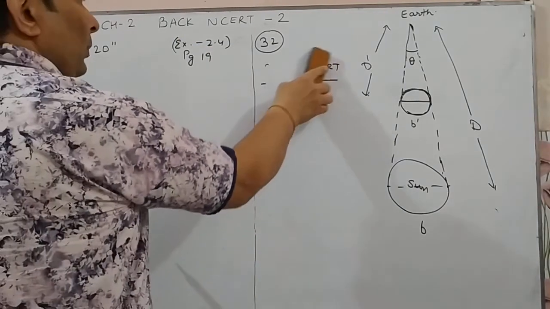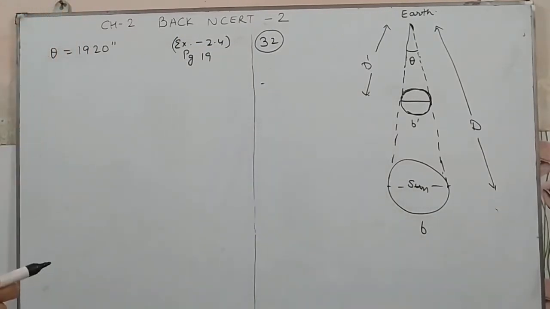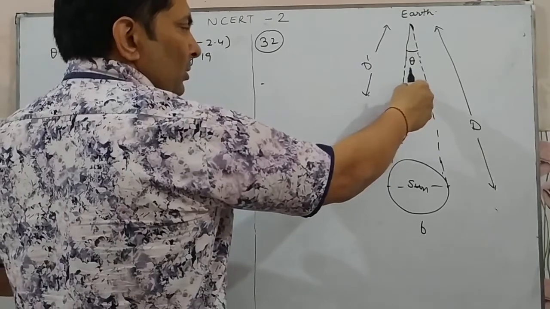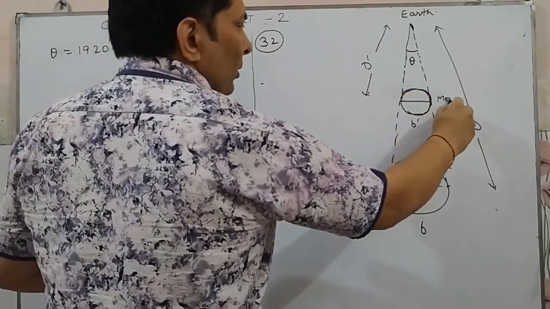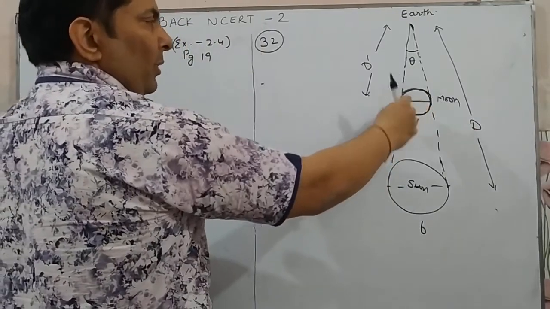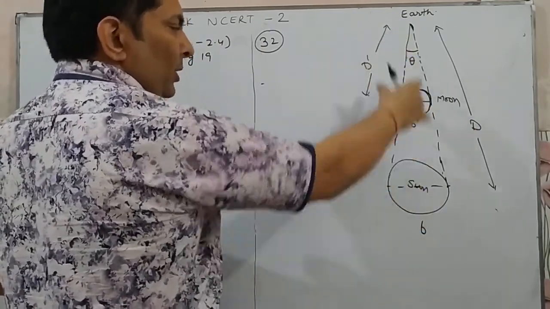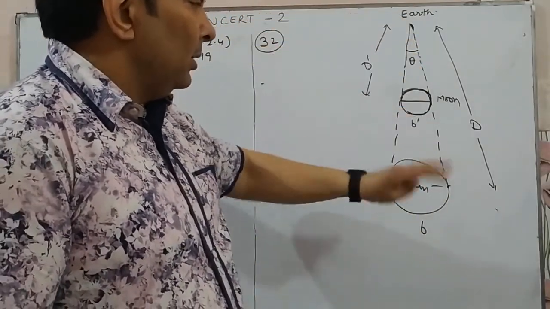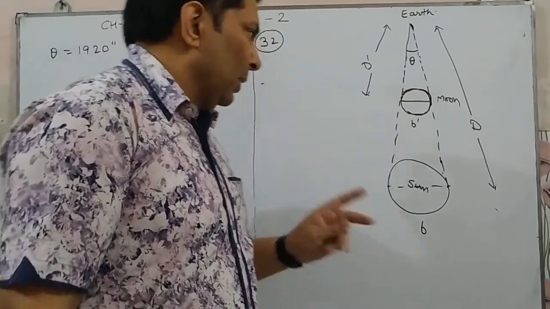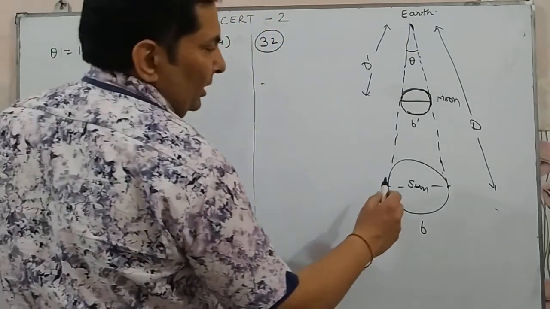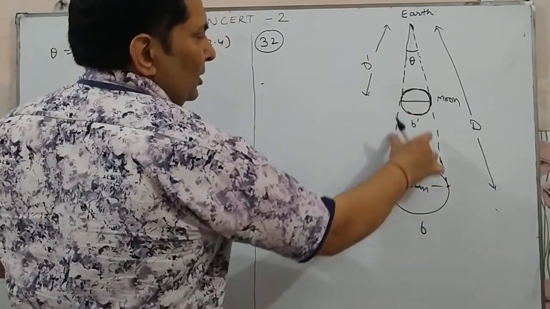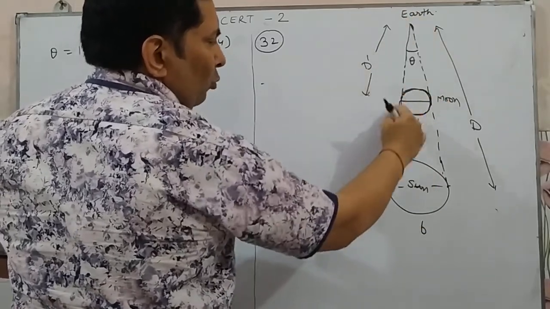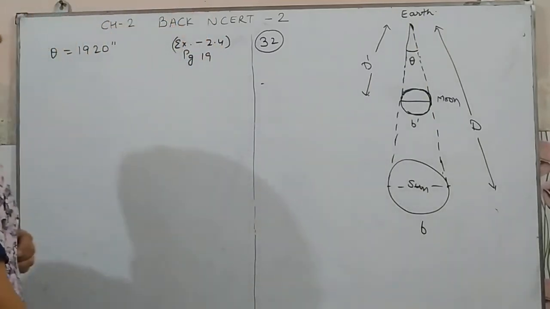Now we assume that there is a solar eclipse. So during a solar eclipse, what happens? This is the moon, and this is the sun. The moon is entirely covering the sun in terms of its light. Light is coming like this. The moon is entirely covering the sun; it is called a total solar eclipse. During the solar eclipse, you can see this is called the angular diameter. The sun subtends the angle theta at the earth. Similarly, the moon also subtends the same angle theta at the earth.